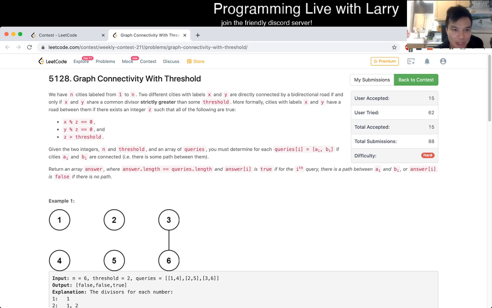The time I don't do it recursively too. Okay. Focus. What is going on here? 1, 2, 2, if x and y share a counter, so GCD is greater than some threshold. And then threshold, if n b sub i are connected.